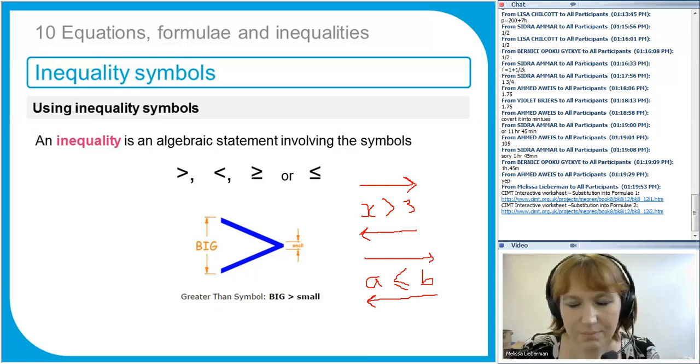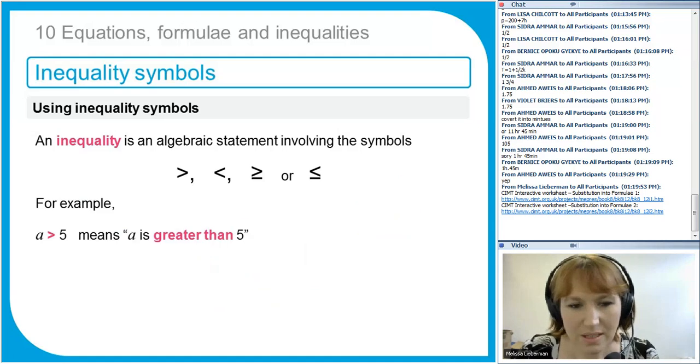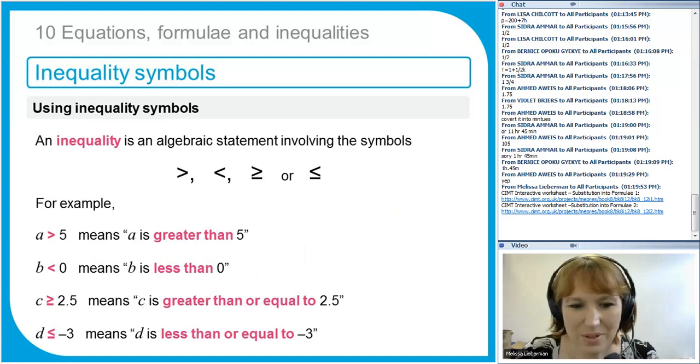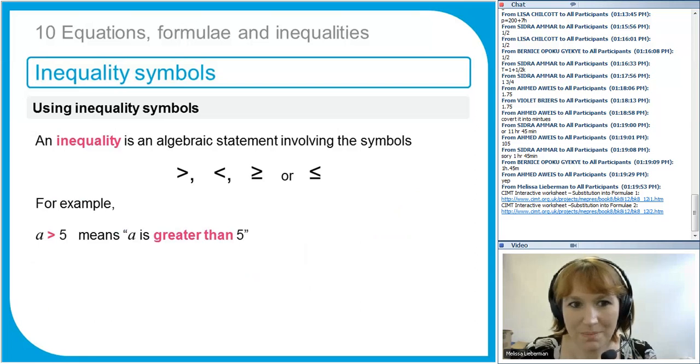And we can show these kinds of relationships on the number line. I'll show you how in a moment. So this is a is greater than 5, b is less than 0, or 0 is greater than b. Read it either way around. c is greater than or equal to 2.5. d is less than or equal to -3. Have you met those symbols before?